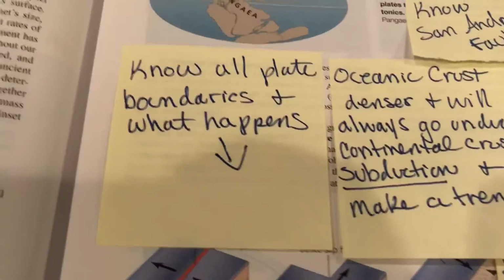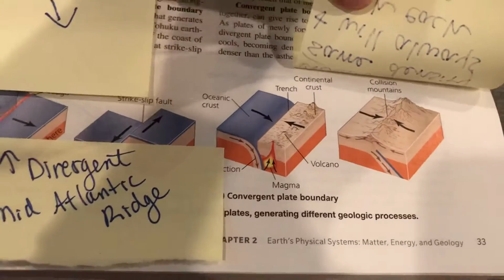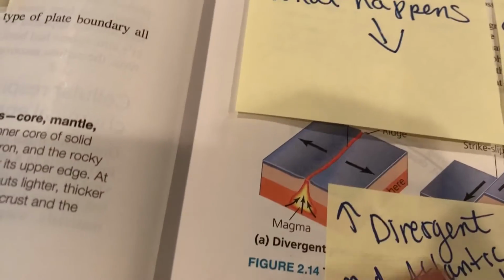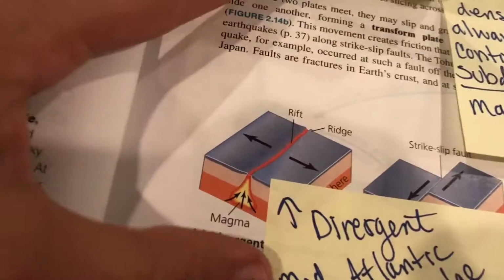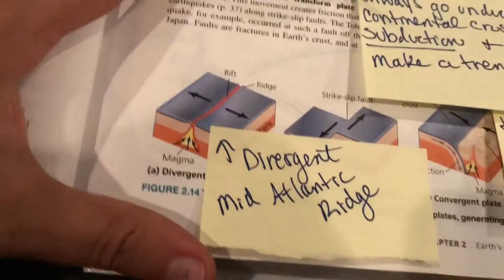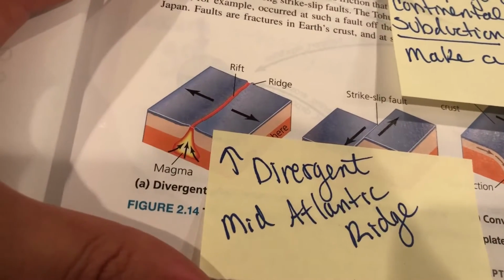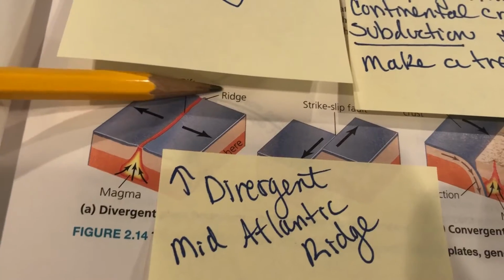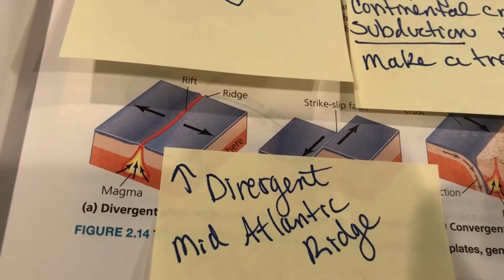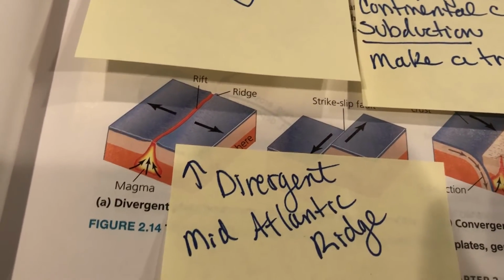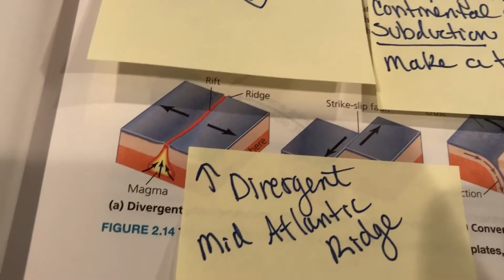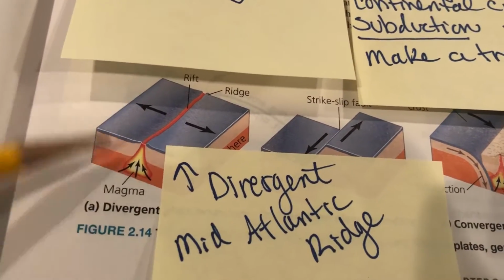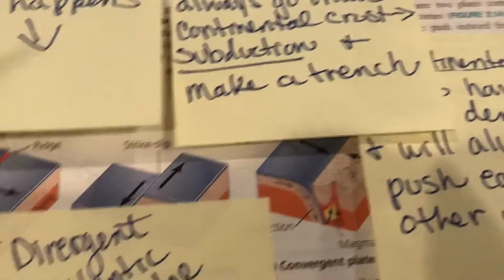First thing, you need to know all these different plate boundaries and what's going on with them. First is your divergent boundary. The Mid-Atlantic Ridge is a famous one. As you can see here, magma rises up. This is when your crust is created. Here's your ridge. The Mid-Atlantic Ridge is the one that's within the Atlantic Ocean. And you can create volcanoes here during a divergent plate boundary.